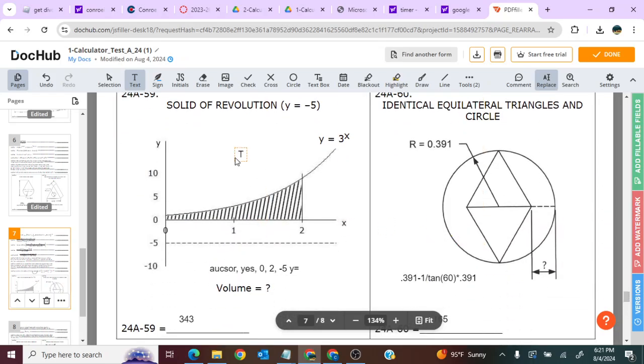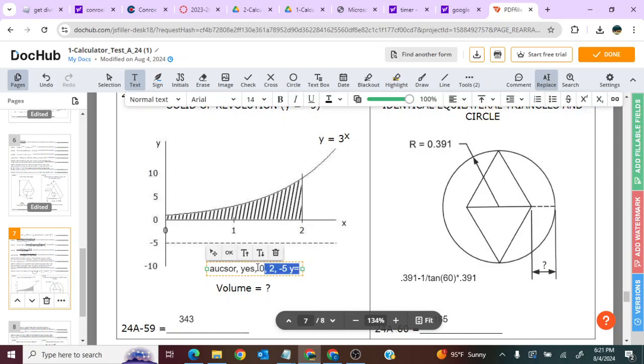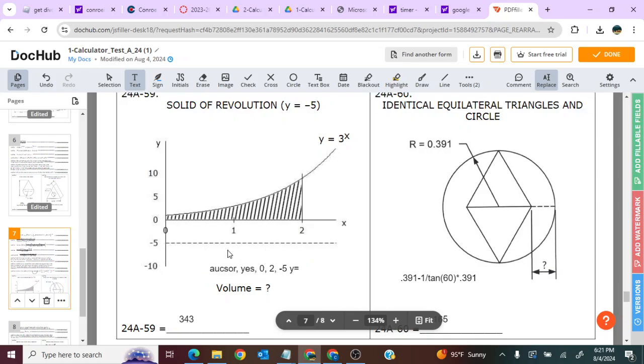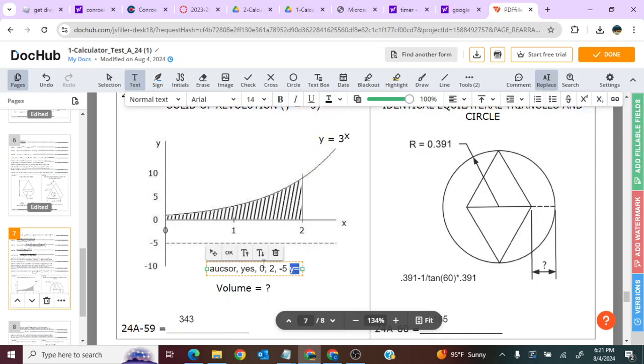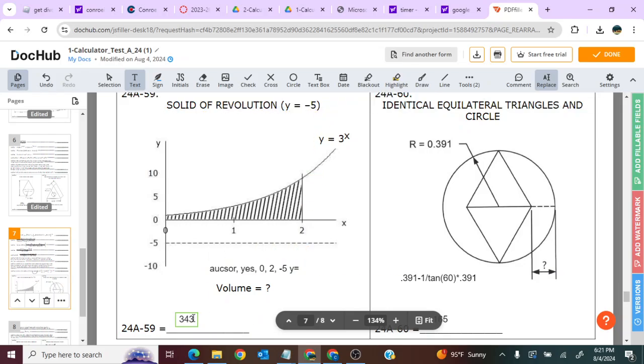Okay, 59, solve the revolution. You're going to want to use our auxiliary program for this. You have your bounds. Your bounds are x equals 0 and x equals 2. Make sure to put this equation into y1 and have y equals 0 in y2, because that's your lower bound. And then once you have that, you want to put in your line of revolution as negative 5, and then look for the y equals. And if you do that, you'll get 343.